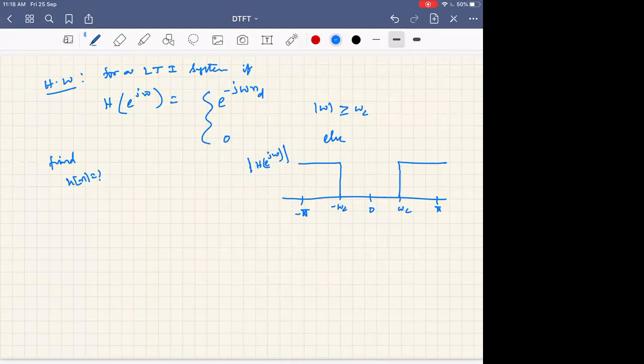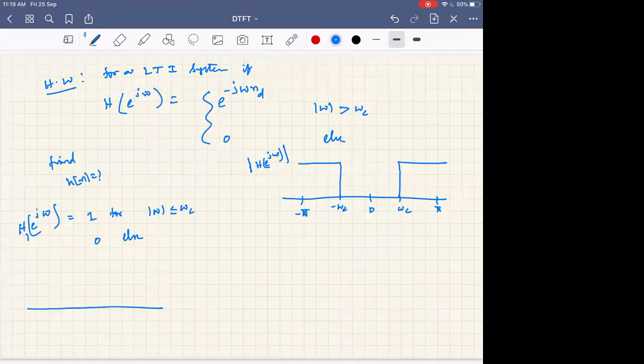Previously you might have seen a filter where H1 of e power j omega is equal to 1 for mod omega less than or equal to omega c, and 0 otherwise. Just to be a little more consistent, I'm plotting in continuous time. In fact, H of e power j omega is continuous, right? This we have seen before, if you people remember. What is this filter? How should I plot this filter?